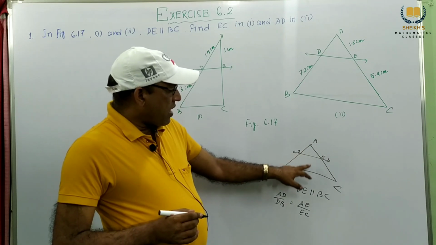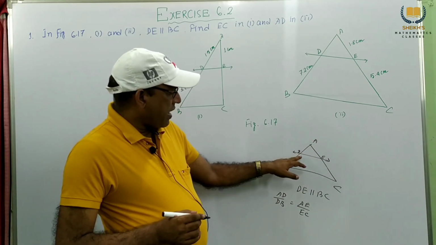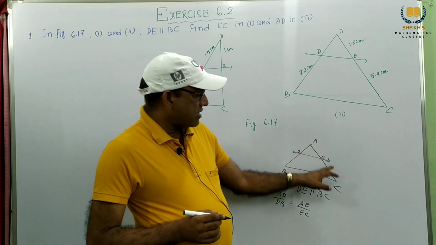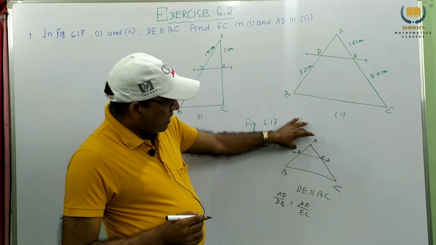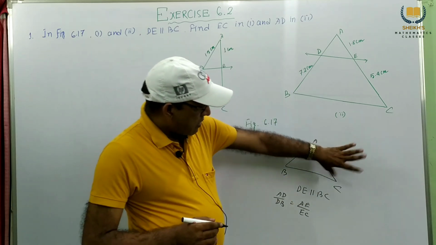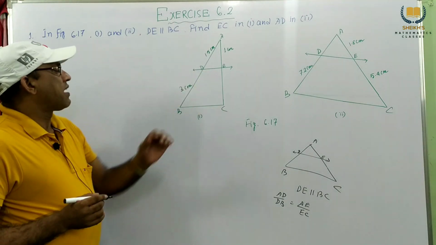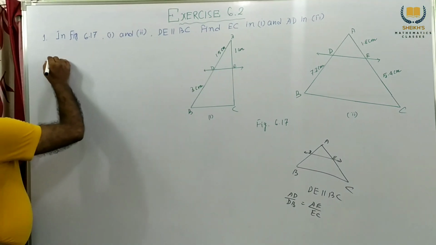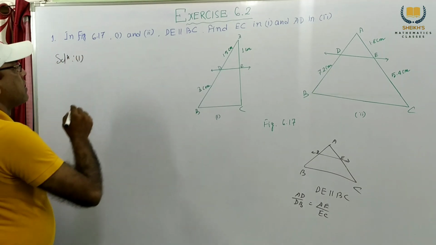If these two lines are parallel and DE intersects AB at point D and AC at point E, then if DE is parallel to BC, we get this by this equal to this by this. Their ratios are equal. Now here DE is parallel to BC, so the solution starts. First we consider number 1.